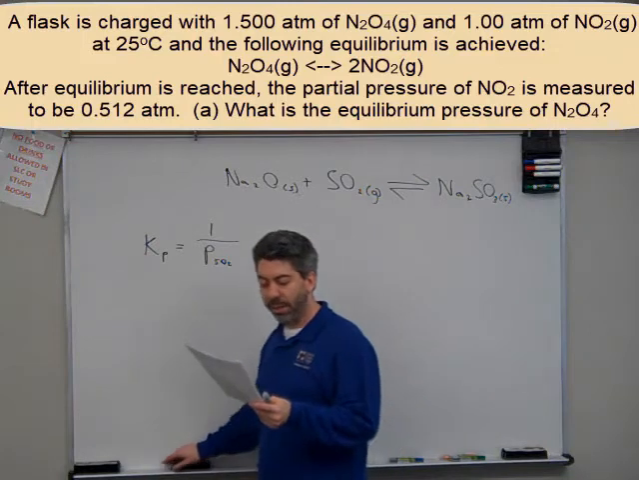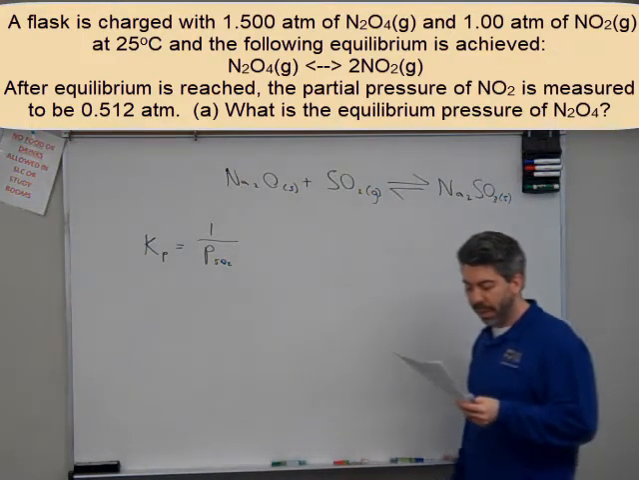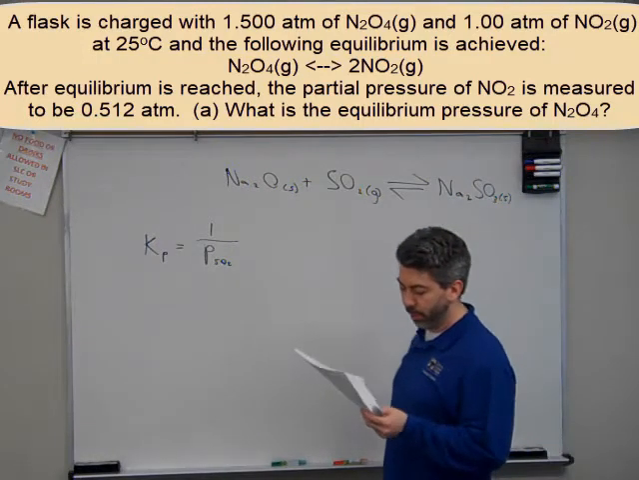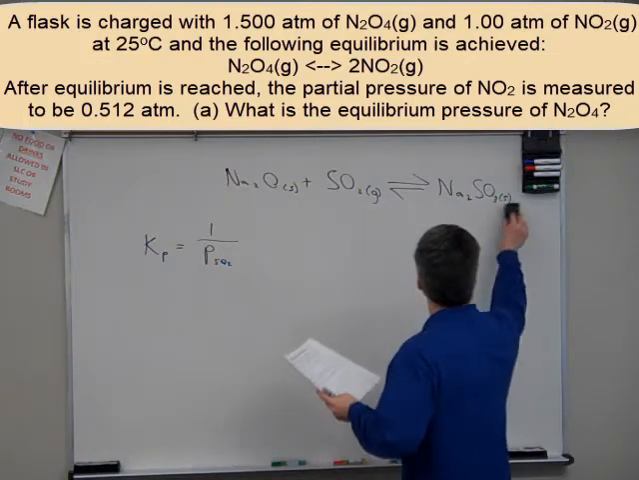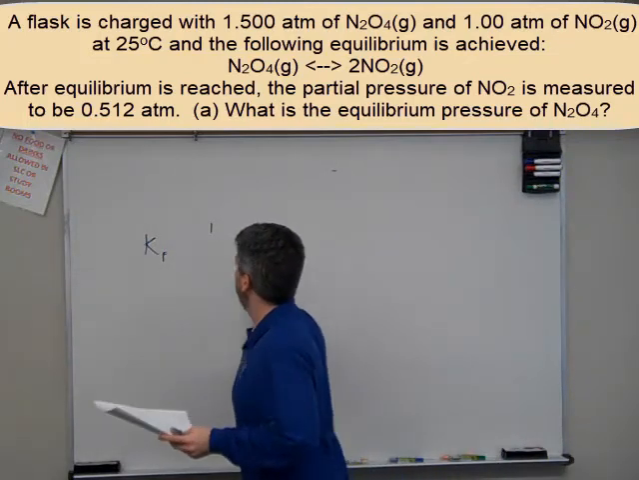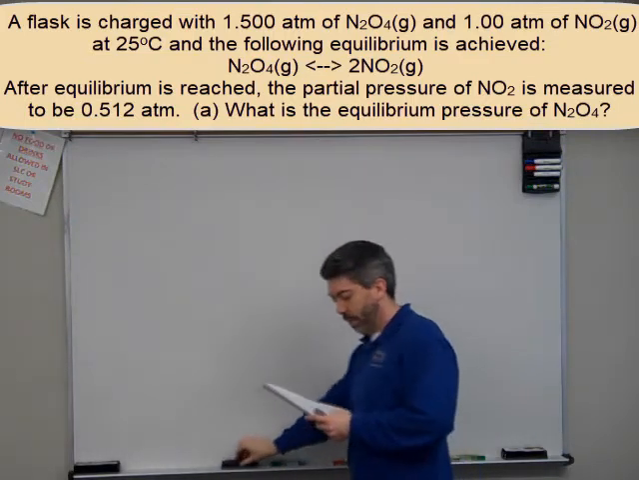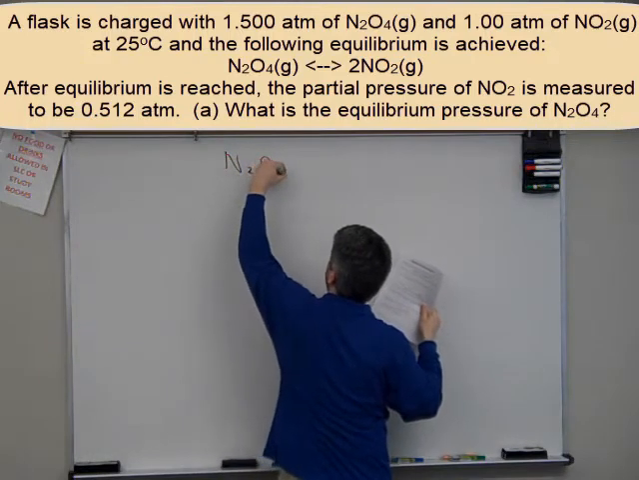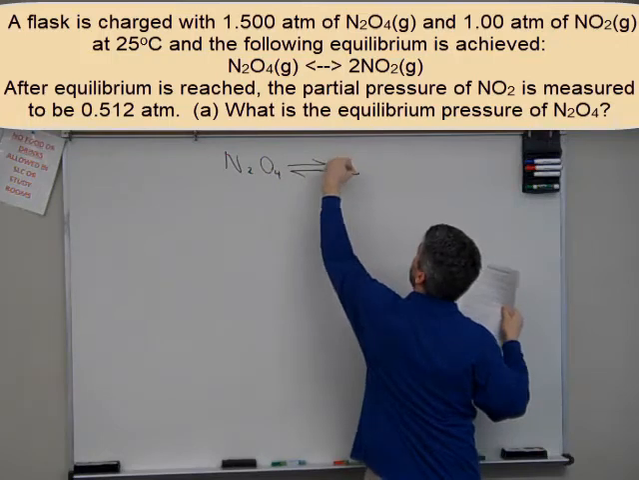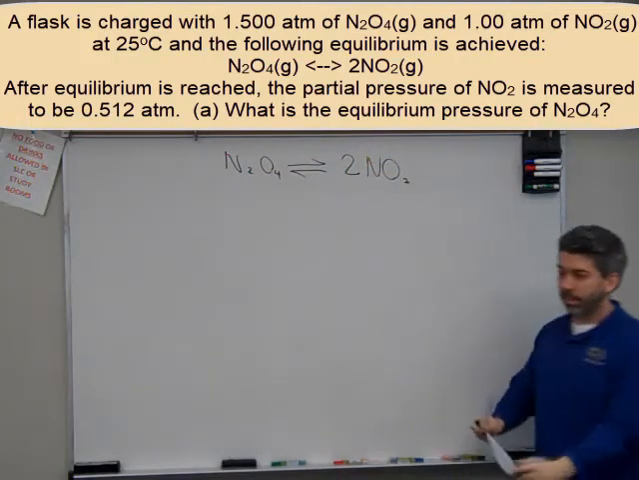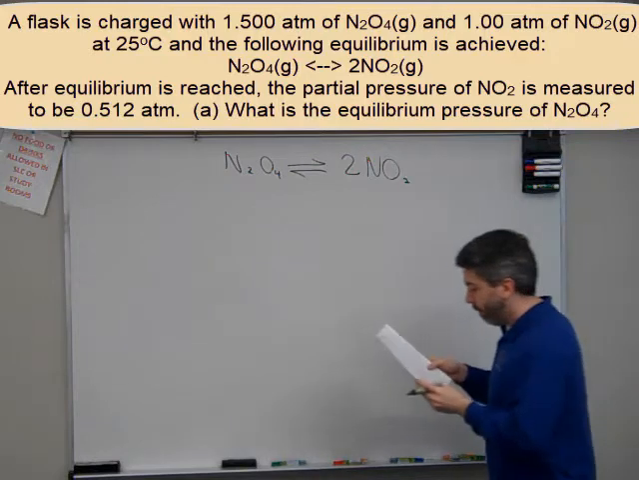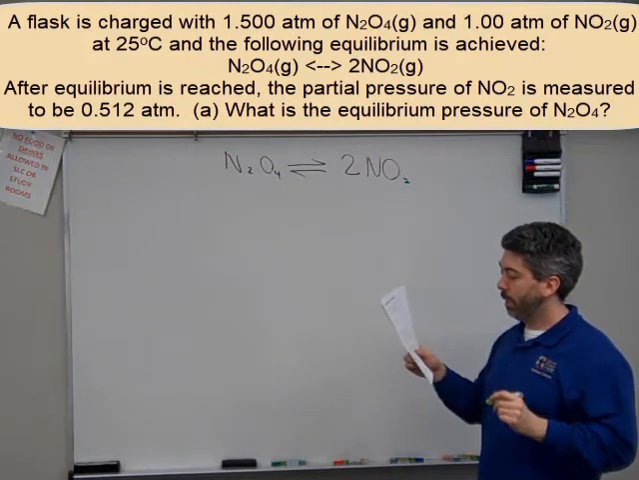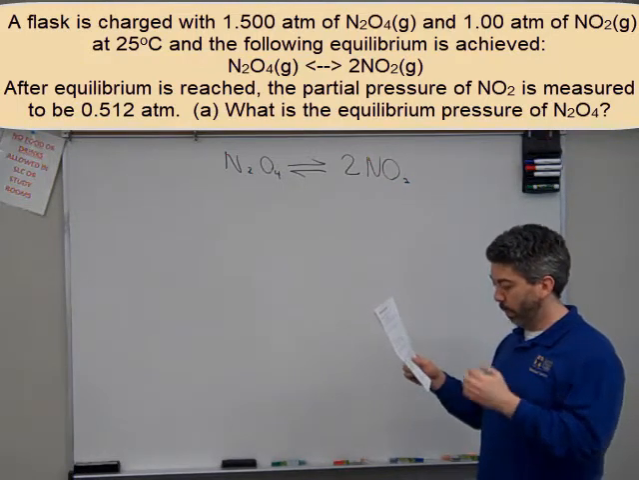A flask is charged with 1.500 atm of N2O4 and 1 atm of NO2, and the following equilibrium is achieved. And by the following equilibrium, I mean, I need to write it down. N2O4 in equilibrium with NO2. Alright. It says after equilibrium is reached, the partial pressure of NO2 is 0.512 atm. What is the equilibrium partial pressure of N2O4?